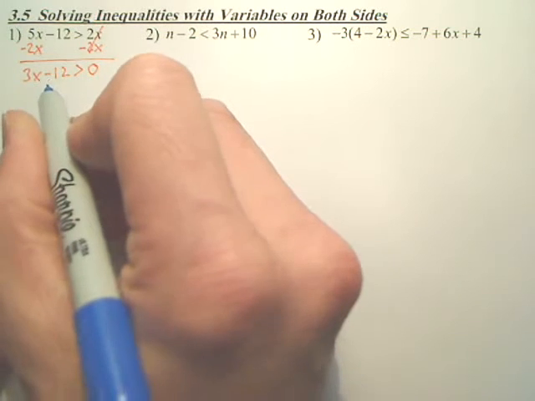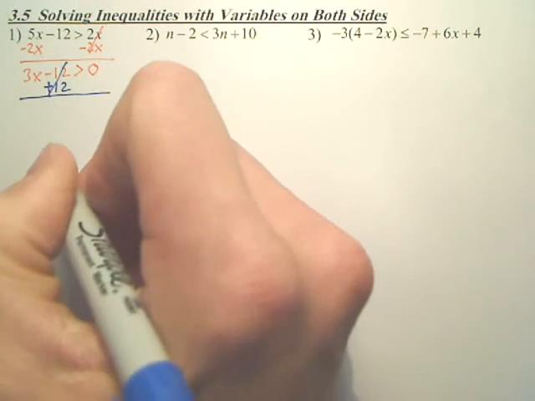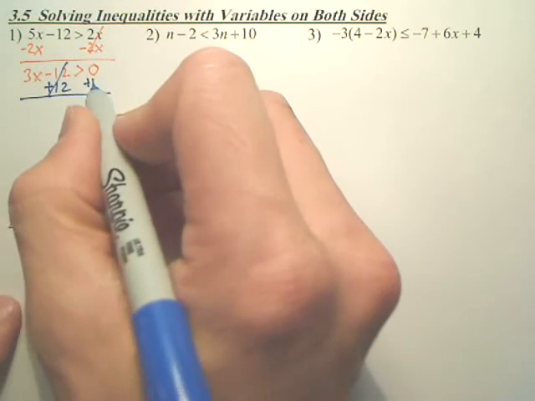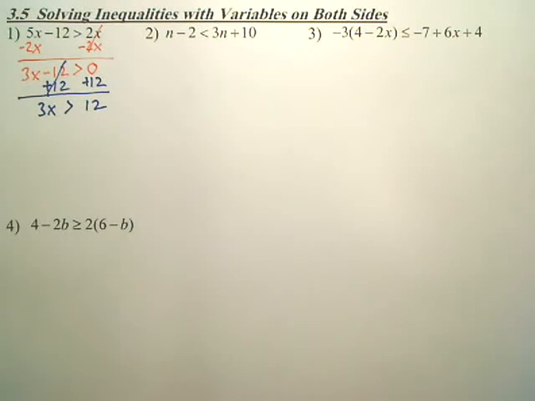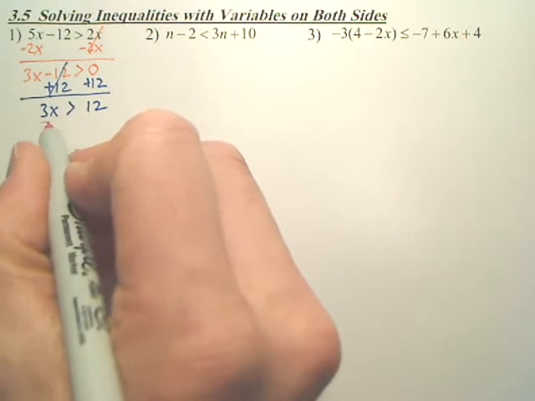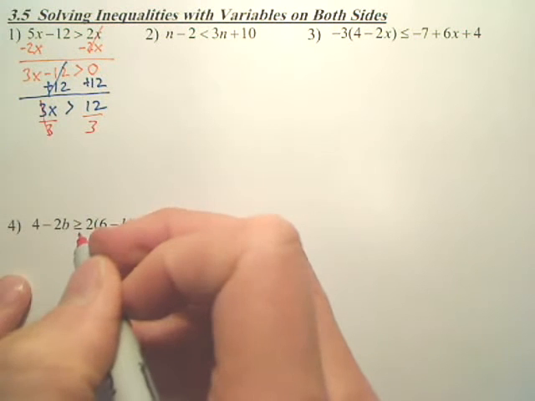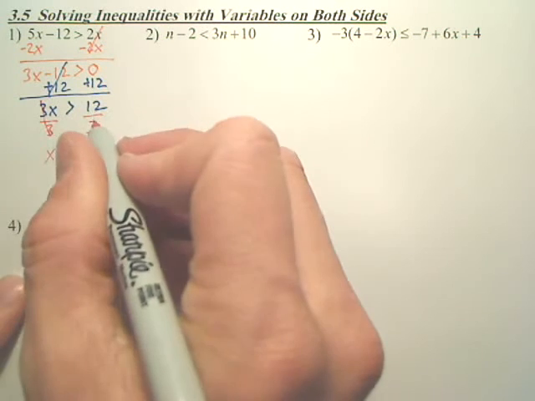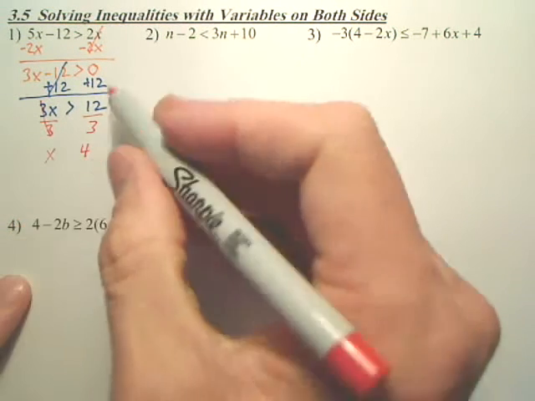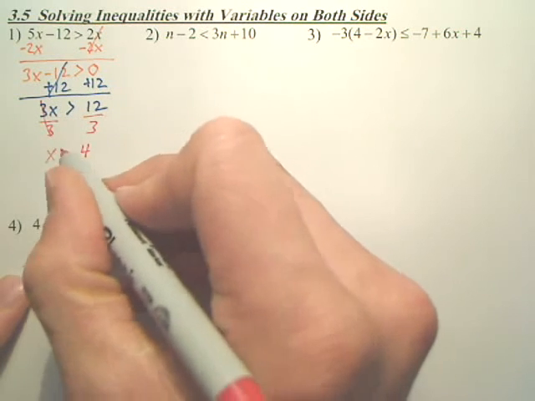Now, I need to get this negative 12 over. So how do I get the negative 12 over? I do the opposite. If I add 12 over here, it cancels. So I have to add 12 over here. I now have 3x is greater than 12. How do I get the 3 off the x? I divide, because that's 3 times x. So you get it off by dividing. Opposite of multiply is divide. So this is x, and this would be 4. Now, did I divide by negative? No. So I do not flip the sign. The sign stays like that.